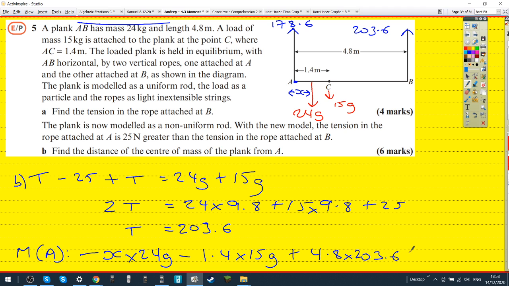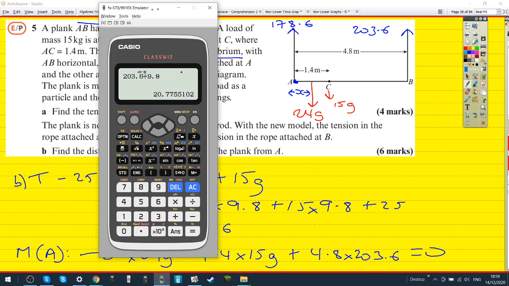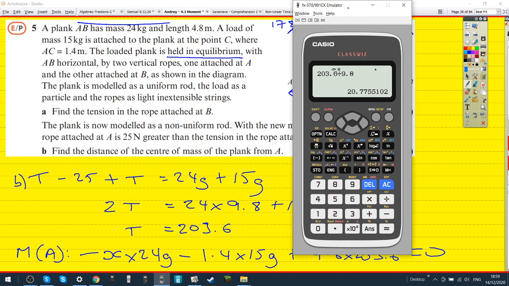Am I trying to say equals to 0 or something? It's equal to 0 because it's in equilibrium. So this is turning clockwise with some force. This is turning clockwise with some force. This is turning anti-clockwise with some force, but it's in equilibrium. So the total moment of force about A is 0. It's not slowly turning clockwise or slowly turning anti-clockwise. It's staying still. So those will add up to 0. And calculator. Yep.